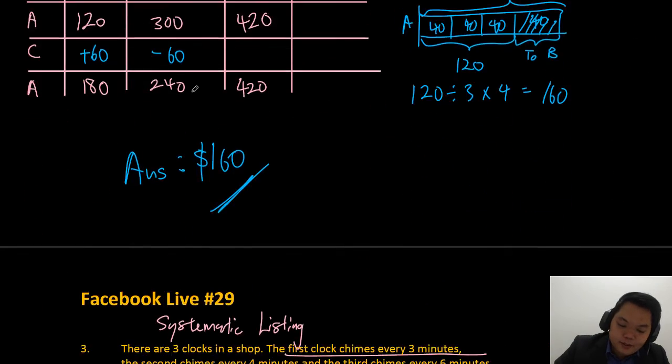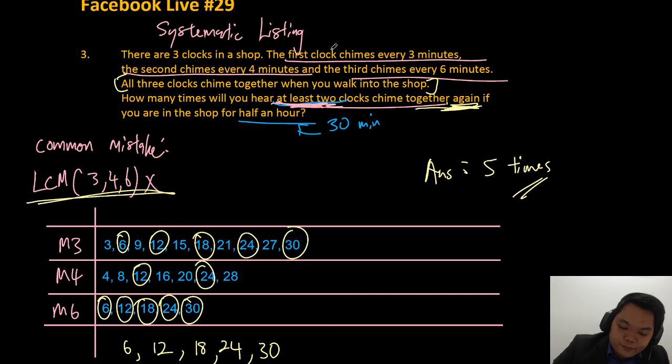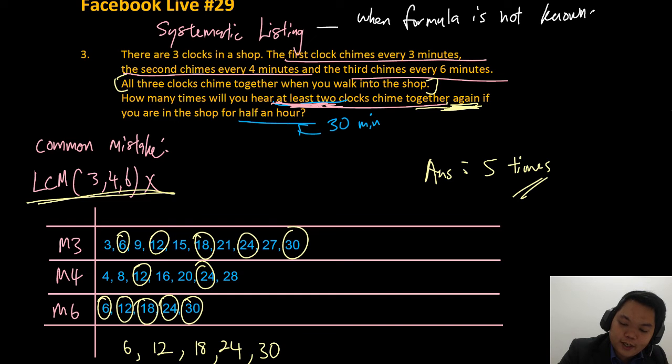Number 3, because the solution over here is not immediately obvious, you want to use systematic listing. Okay, this is used when the formula is not known. There are certain pattern questions that have this issue as well. Okay, when the formula is not known, and secondly, when there's not enough information, you want to use systematic listing.